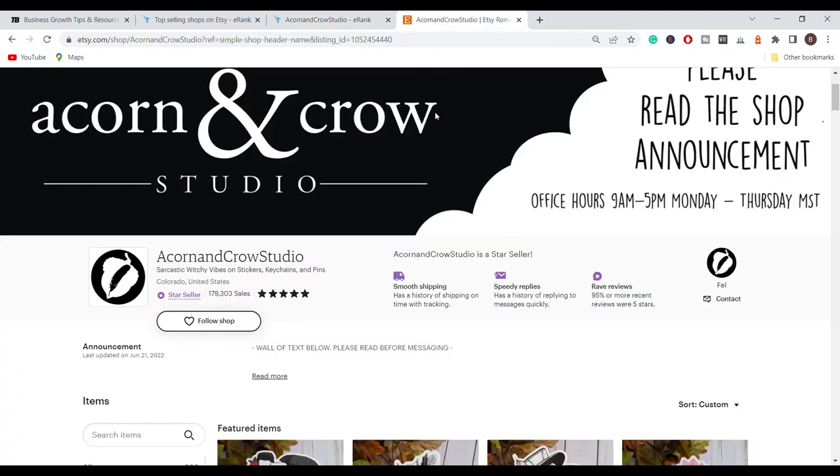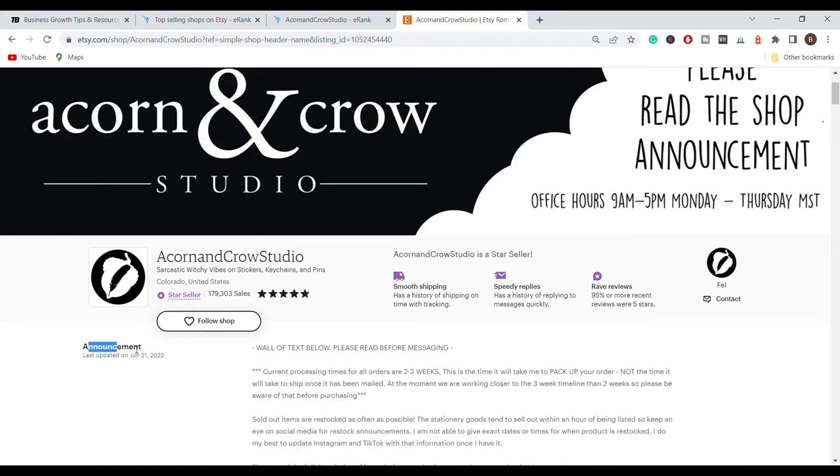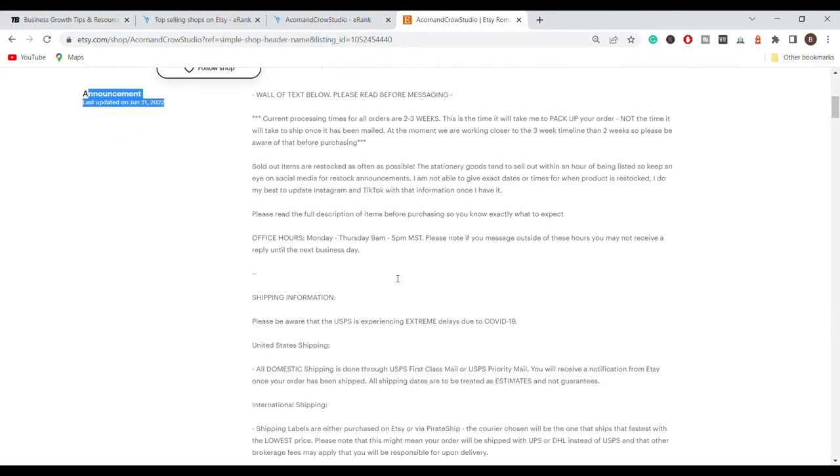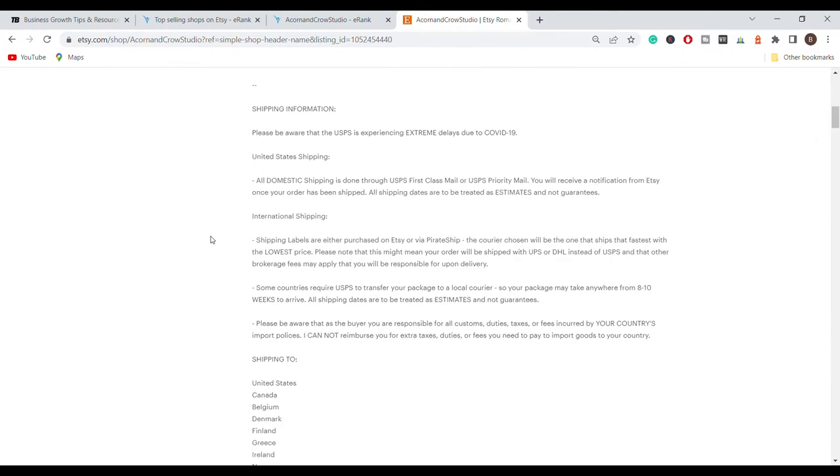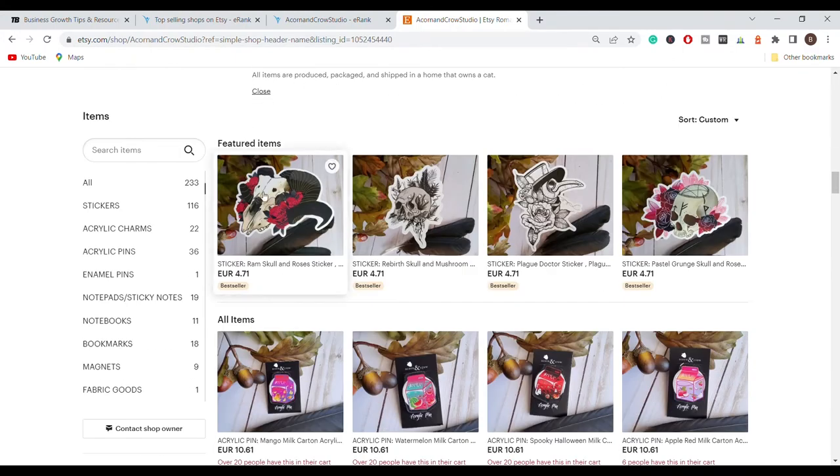So let's have a look at their actual store here on Etsy. You can see they have a very nice and useful banner where they have some valuable information about the shop announcement, encouraging people to read their announcement right here, and also their working hours Monday to Thursday between 9 a.m. and 5 p.m. Okay, here is the announcement.